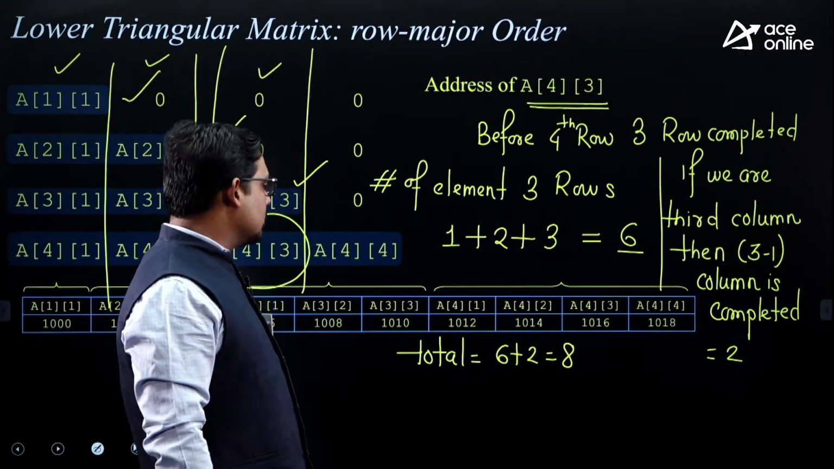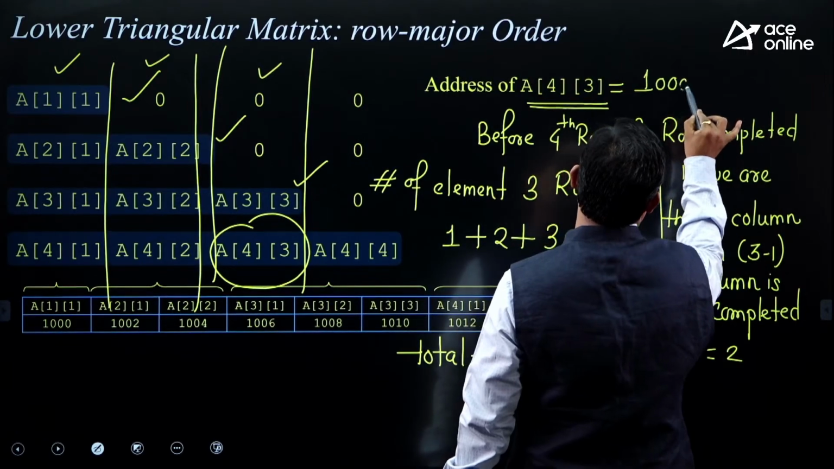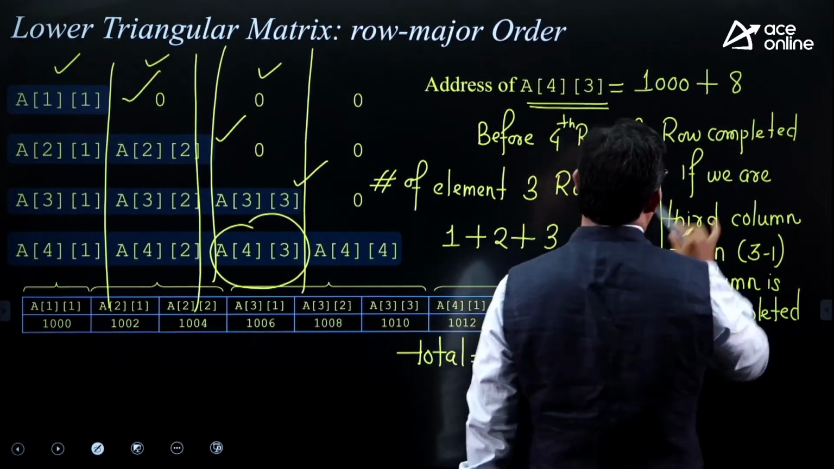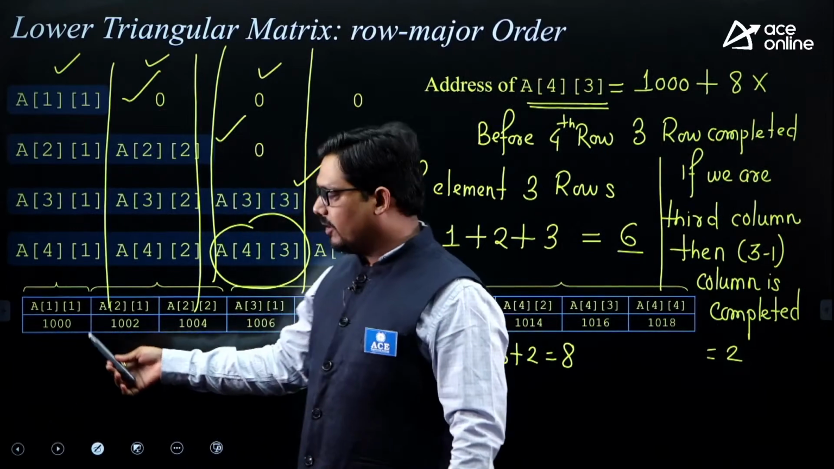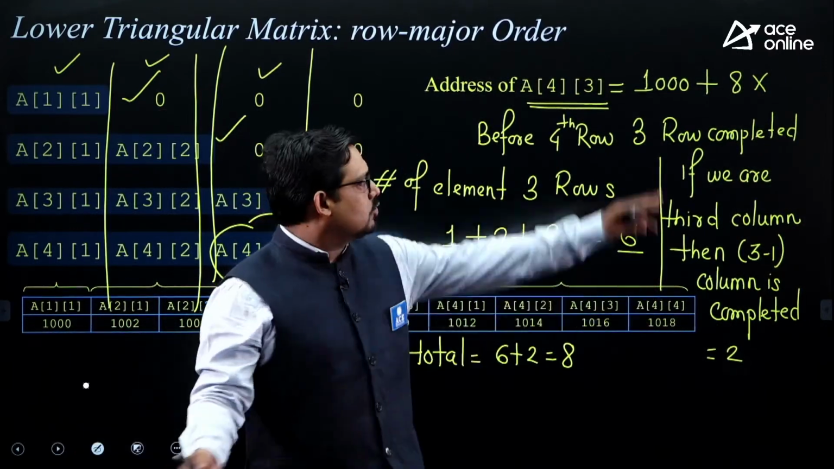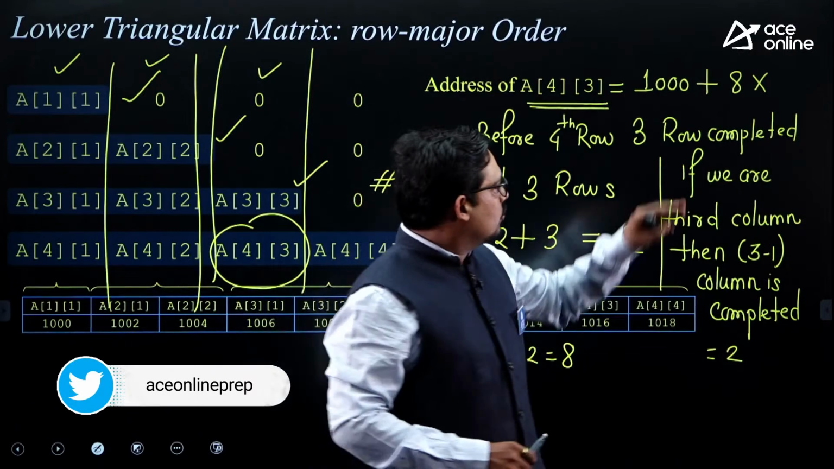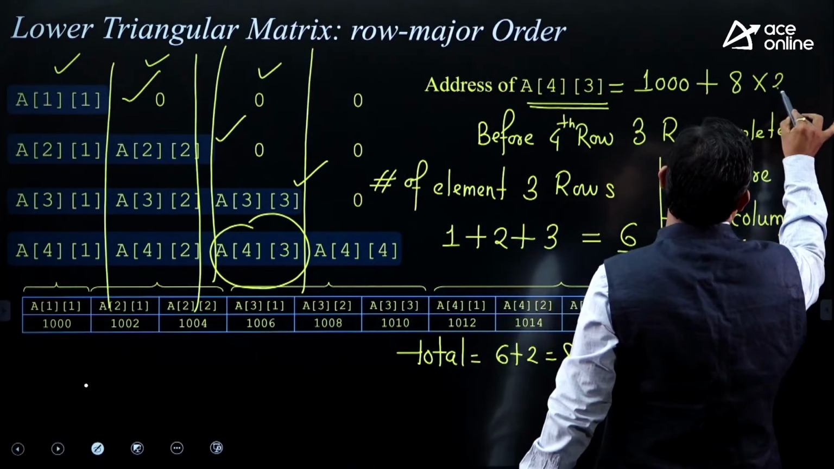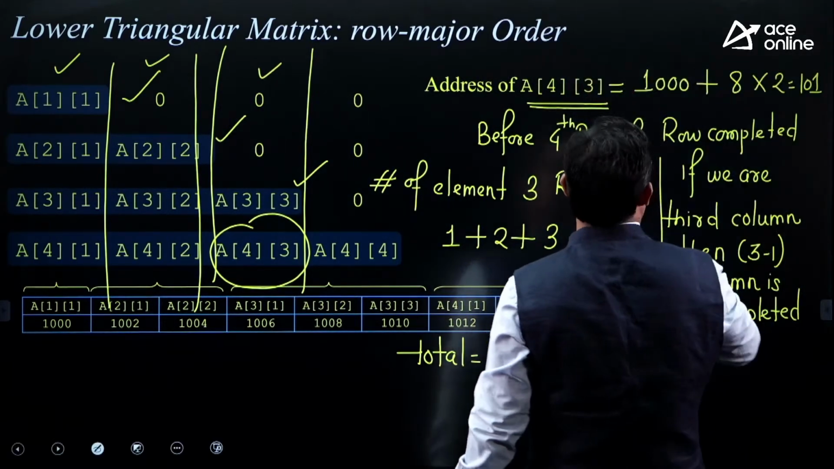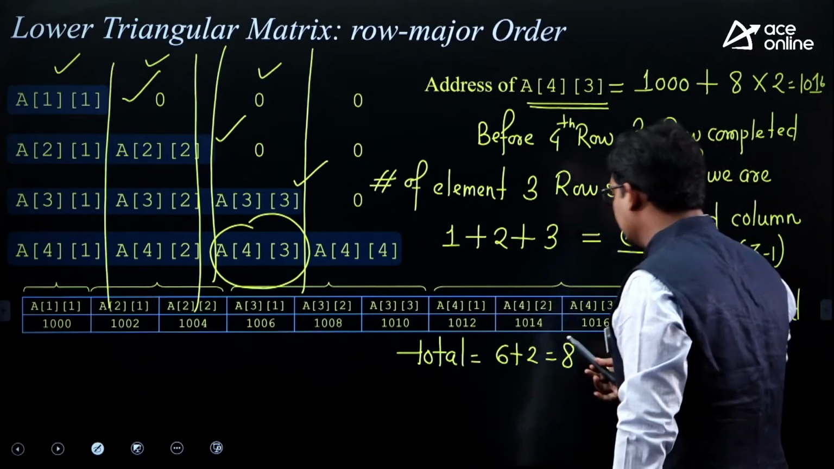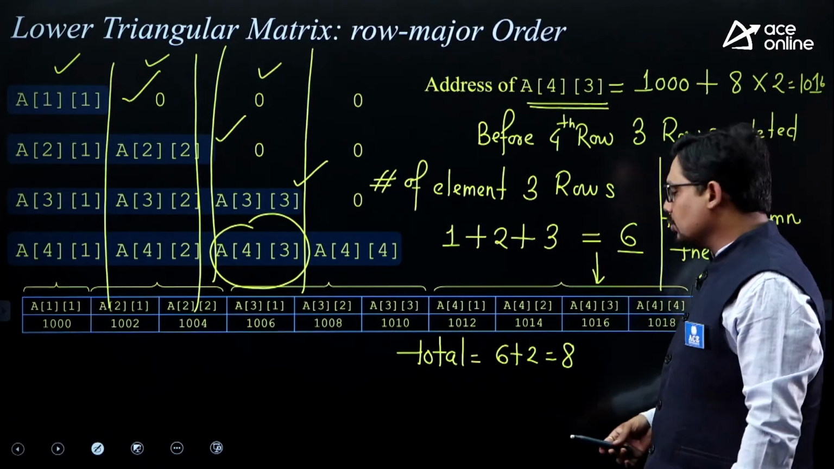Now the question is, what is the address? We have a base address equal to 1000 plus the number of elements, 8, multiplied by the size of each element. I haven't mentioned it, but it was obvious that the address starts at 1000, that is your base address, and the size of each element is 2 bytes. So 8 into 2, plus 1000, is equal to 1016. 1016 is the answer. This is the address of A43.